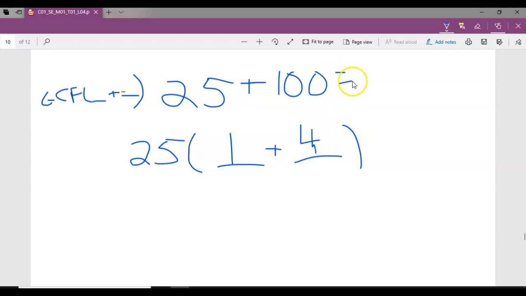Let me do my check to make sure that both expressions equal each other. 25 plus 100 is 125, and 1 plus 4 is 5. 5 times 25 is 125.